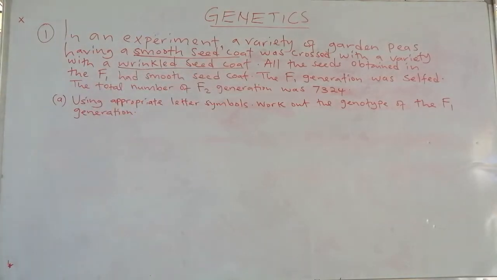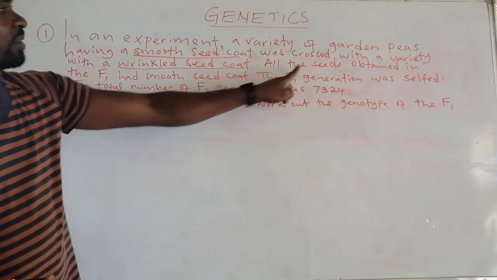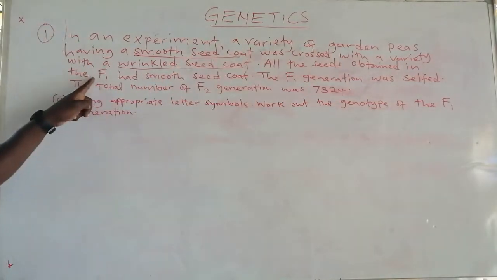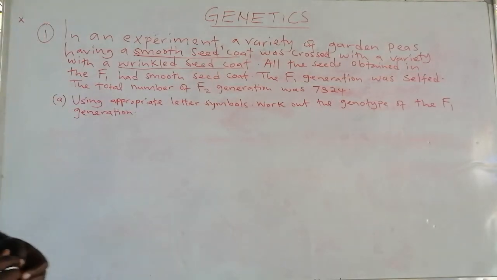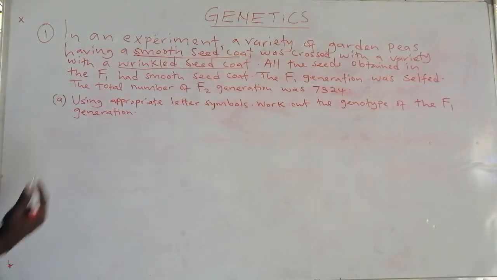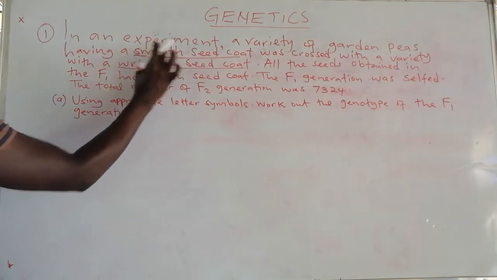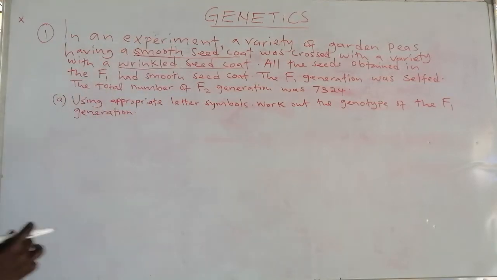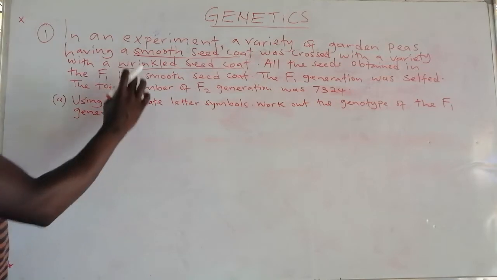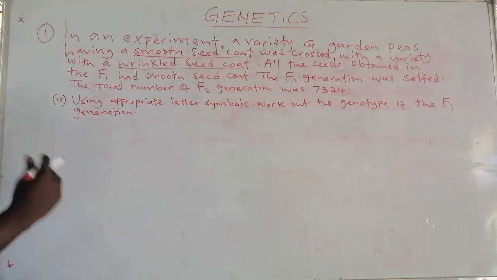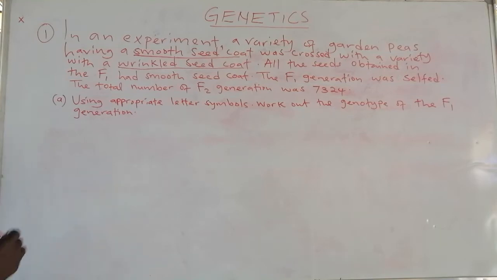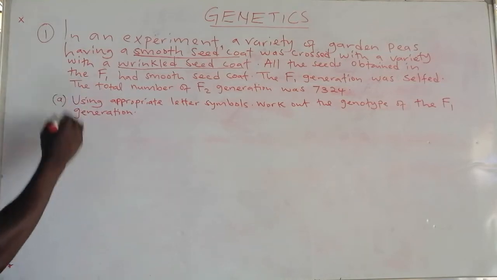Now, the clue here is that you are told all the seeds obtained in F1 had smooth seed coat. What does that tell us? Number one, this shows that the smooth seed coat characteristic is dominant over the wrinkled seed coat. Now we are going to deal with a case of complete dominance in this question.